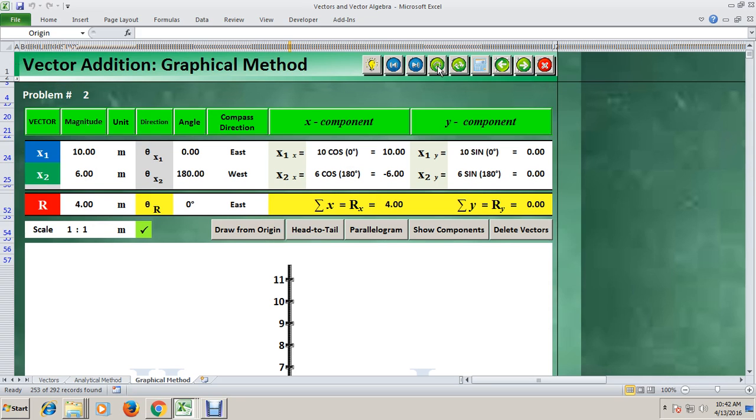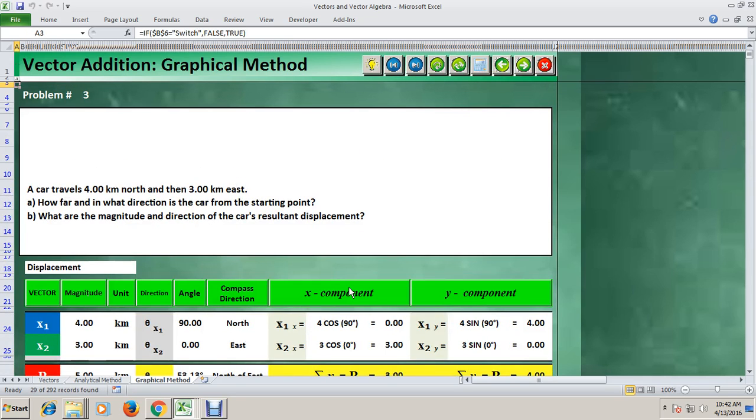Now let's do example number 3. A car travels 4 kilometers north and then 3 kilometers east. How far and in what direction is the car from the starting point? What are the magnitude and direction of the car's resultant displacement?